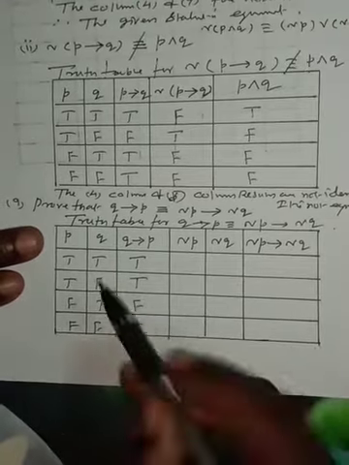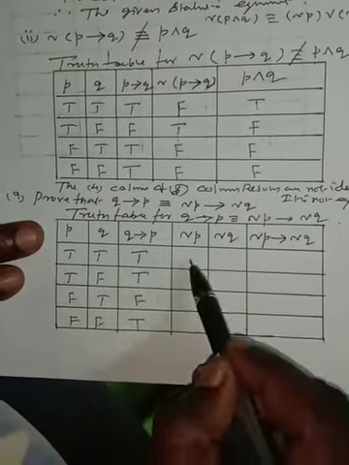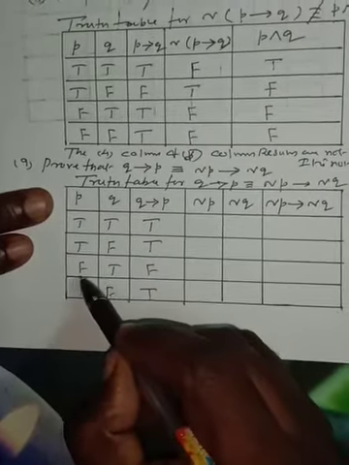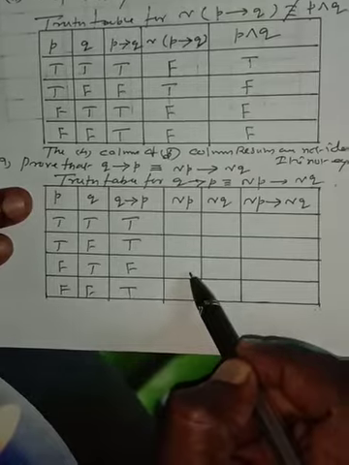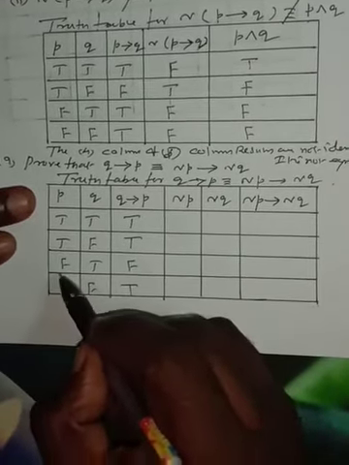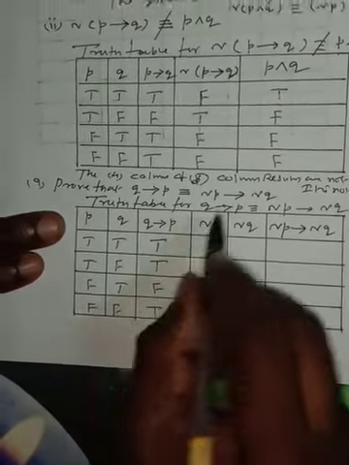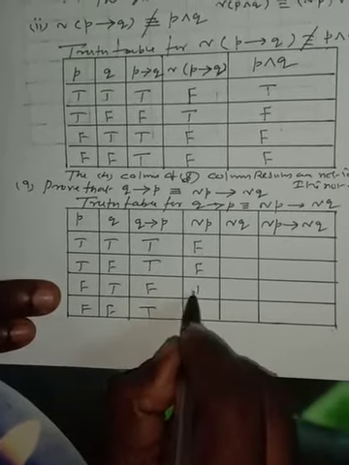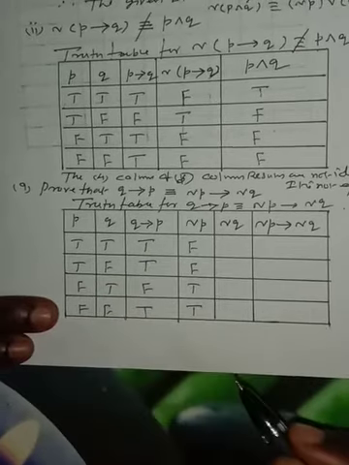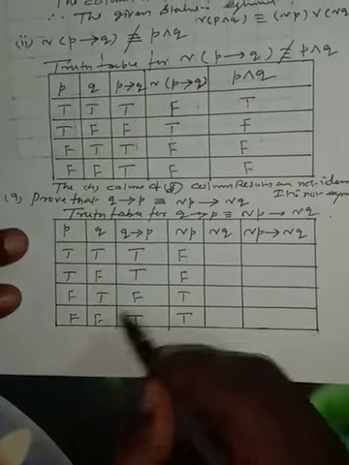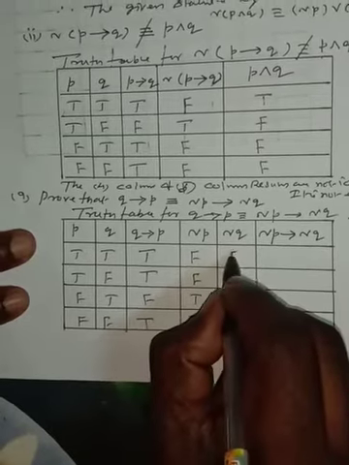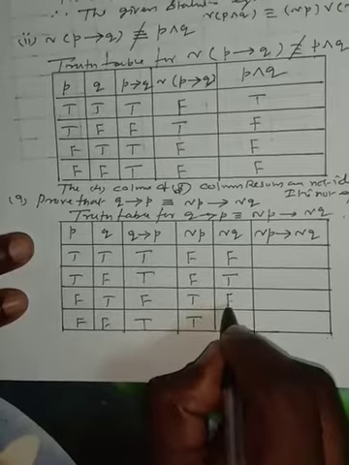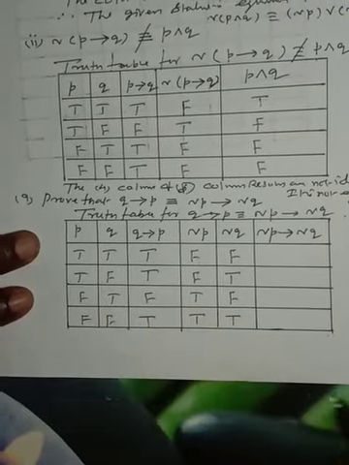Now negation of P. Take the first column. True is given, the negation of P is false. False is given, the negation of P is true. First false, second false, third true, fourth true. Negation of Q. Take the second column. True, false. False is given, therefore true. Next, true, false, false, true.